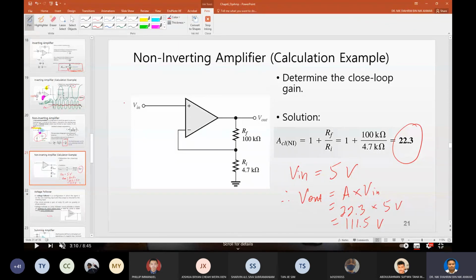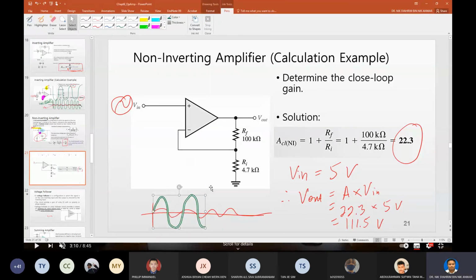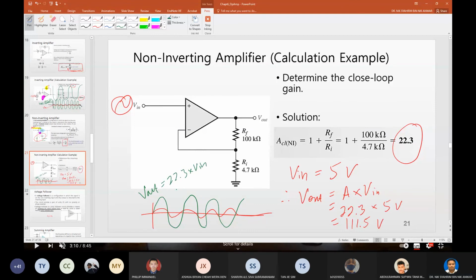We can also have an AC signal as input. For example, this AC signal. So your output will be no longer inverted. So the output will be V out equivalent to 22.3 times V in. And the most important feature is it's not inverted.